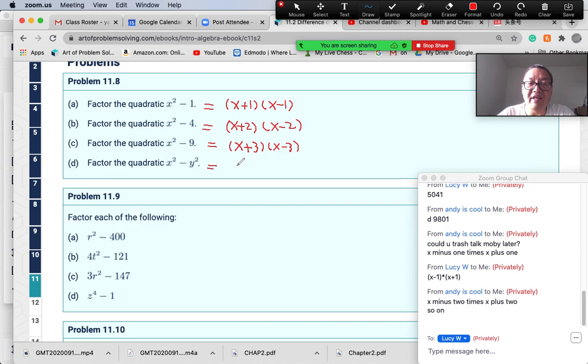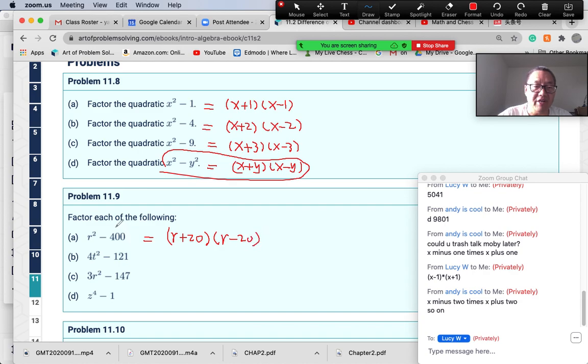Now this one, that's a formula: (x plus y) times (x minus y). Okay, this one is a very important formula. If you know this, then you can do all of these problems. Now let's move to 11.9. Factoring this, a. Can we factor this? So this one you can write r plus 20 times r minus 20.